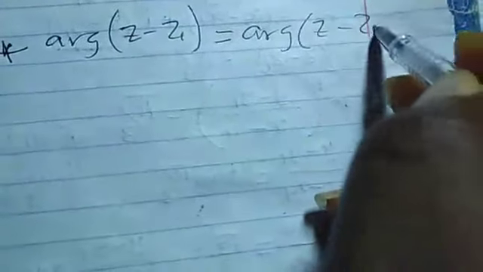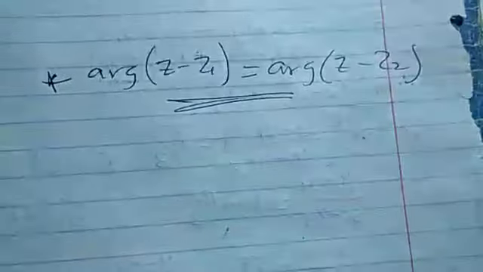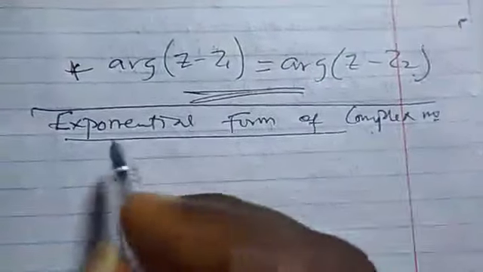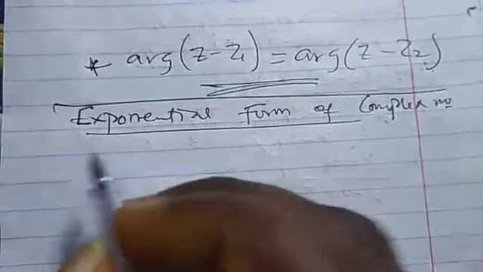So you can practice these two. You need to find the locus of arg of z minus z1 is equal to arg of z minus z2. So practice that. Special form of complex number is our next topic.